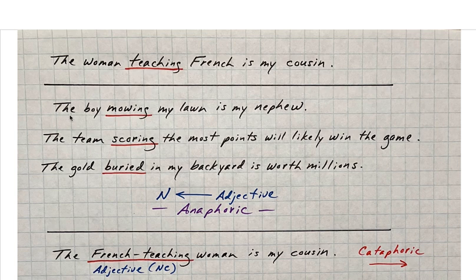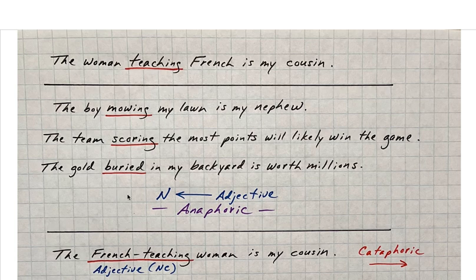For example, the boy mowing my lawn is my nephew. You have the same situation here. The team scoring the most points will likely win the game. And the gold buried in my backyard is worth millions. Now here you have the past tense verb form, but that's okay. It's still doing the same function as these other words here. It's still doing the same thing. But really, what's it doing and what is it? Does it fit in the verbal category?